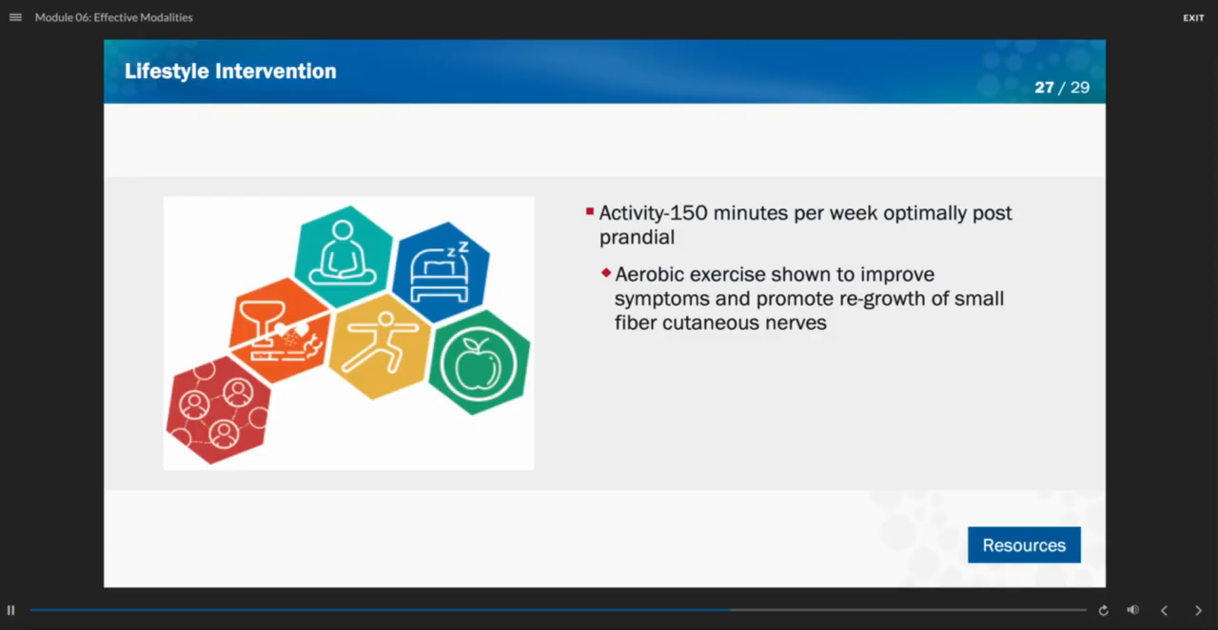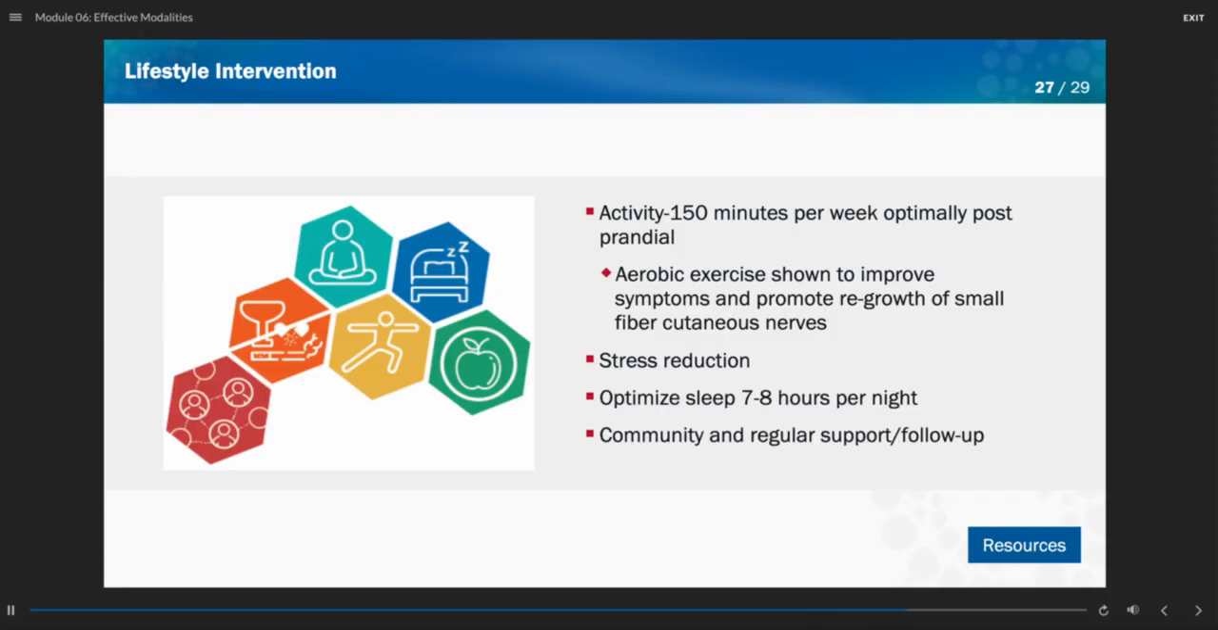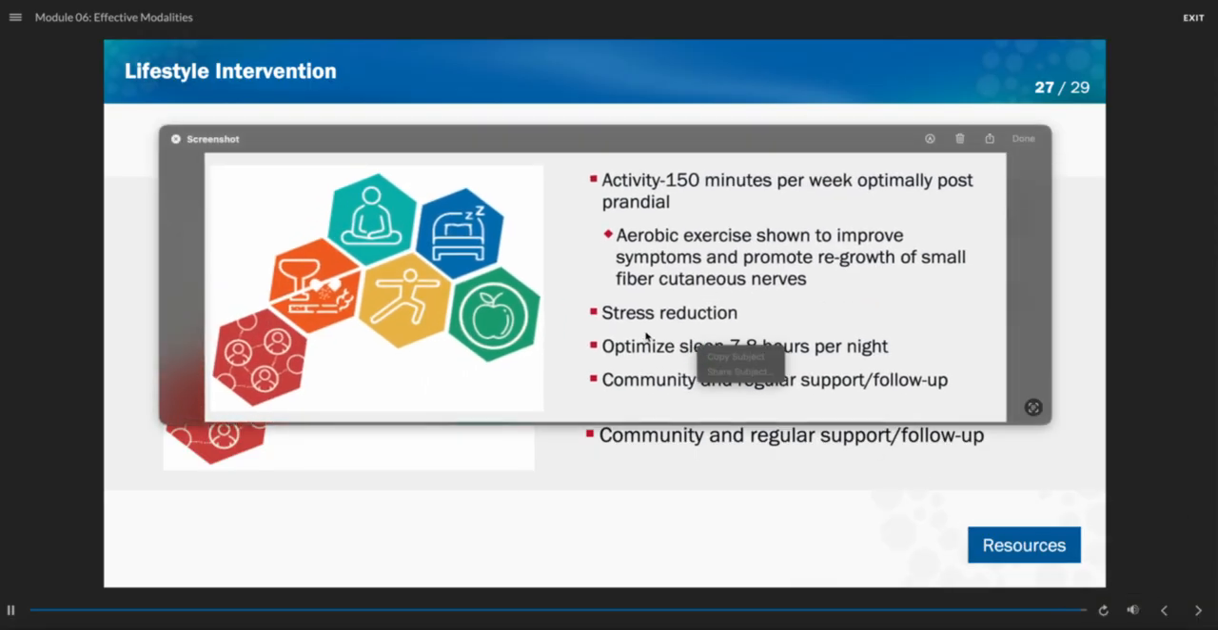And generally, as a part of an intensive lifestyle intervention, we recommend stress reduction, optimal sleep of 7 to 8 hours per night, and community and regular support and follow-up. Very critical component is getting tied into community and being connected with support groups and supportive people.